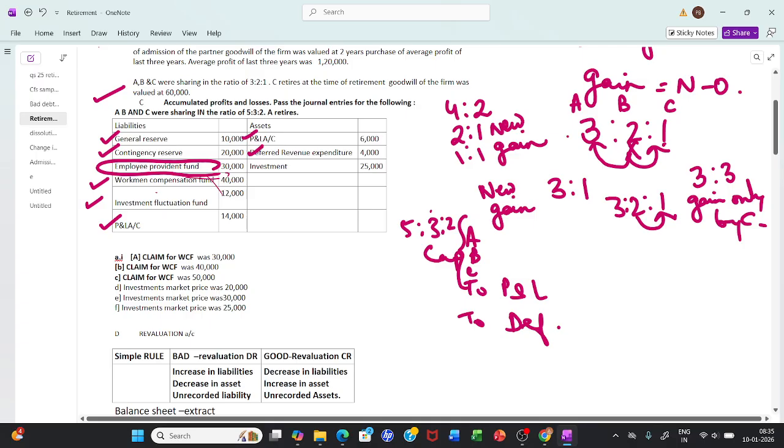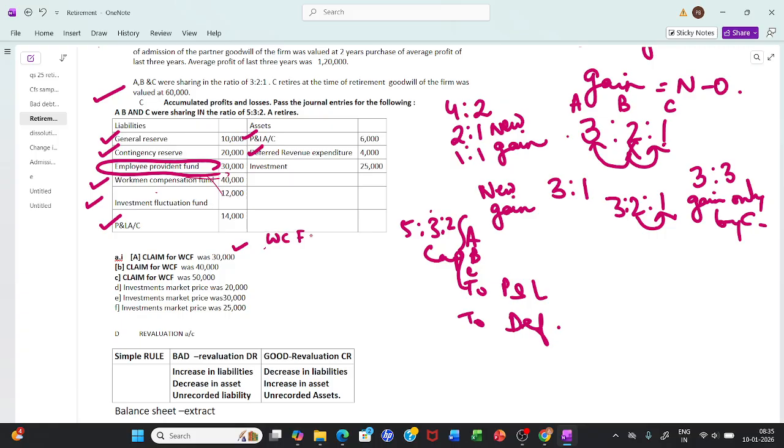How do we treat these? Again, we need to see the claim and accordingly transfer this. If in this case the claim was 30,000, what is the fund left with us? 10,000. So workman compensation fund gets debited with 40,000. Claim is 30,000. ABC get the remaining 10,000 in the ratio of 5 is to 3 is to 2. Old partners get it. What if the claim was 40? Only workman compensation fund debit, workman compensation claim credit, 40,000 gets transferred.